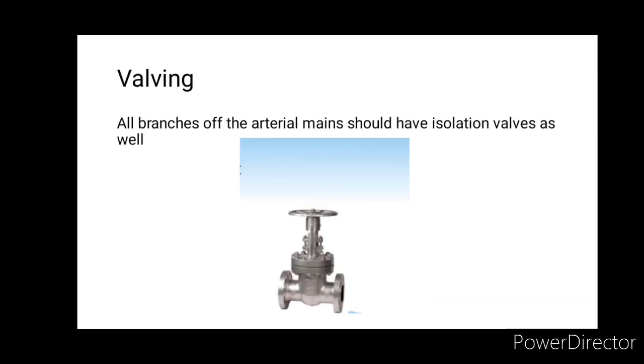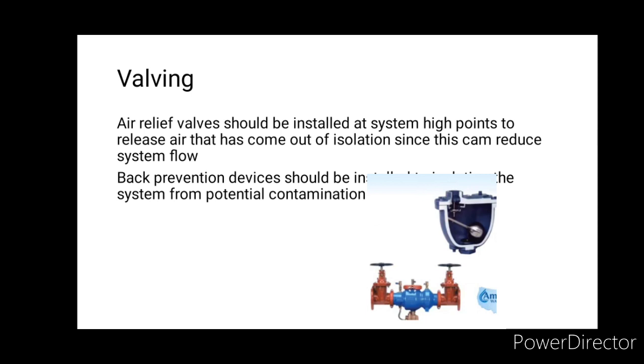Valving. All branches of the arterial mains should have isolation valves as well. In a situation where mains intersect in a grid, at least two, but preferably three, isolation valves should be installed. Air relief valves should be installed at system high points to release air that has come out of solution, since this can reduce system flow. Backflow prevention devices should be installed to isolate the system from potential contamination sources.